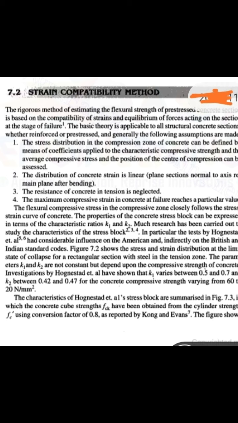Much research has been carried out in the study of the characteristics of the stress block. In this particular test, the influence on the American and indirectly on the British and Indian standard codes was considered. I will show it in the figure. Here the value of K1 varies from 0.5 to 0.7, and K2 varies from 0.42 to 0.47, for compressive strength varying from 60 to 20 Newton per mm square.